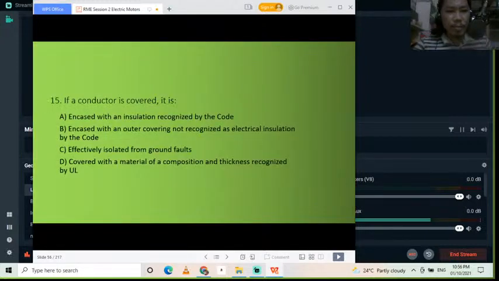Number 15. If a conductor is covered, it is blank. Okay? If a conductor is covered, it is blank. A. In case with an insulation recognized by the code. B. In case with an outer covering not recognized as electrical insulation by the code. C. Effectively isolated from ground faults. D. Covered with a material of a composition and thickness recognized by Underwriter's Laboratory or UL.